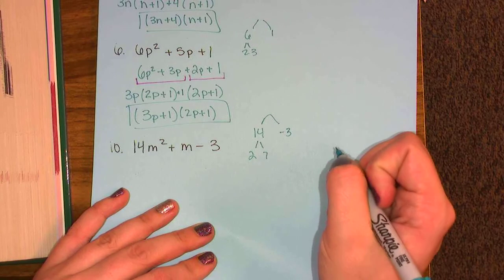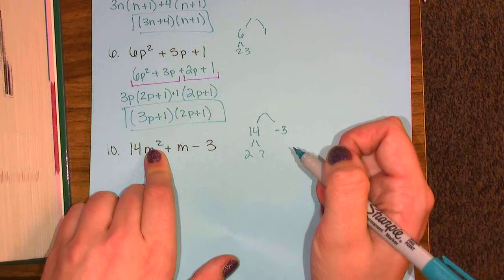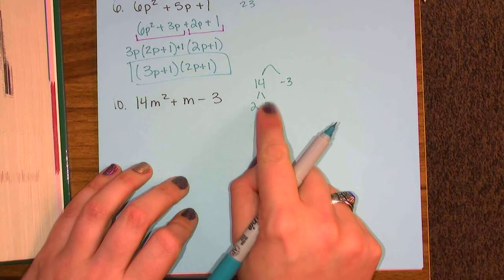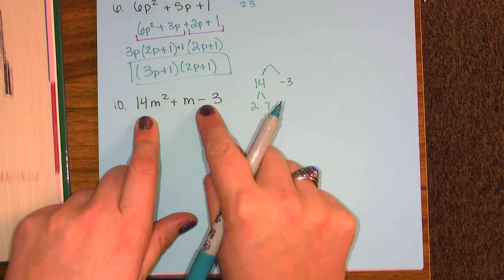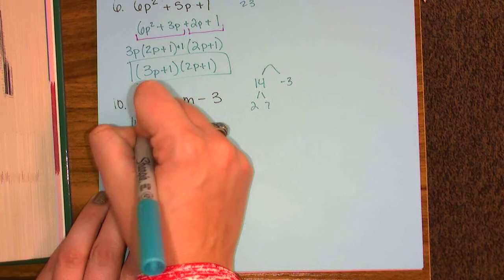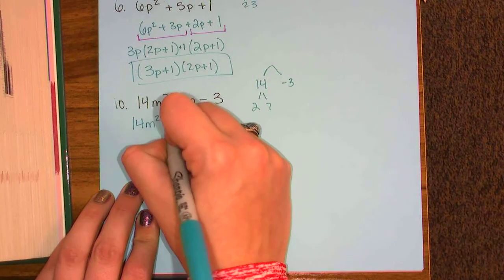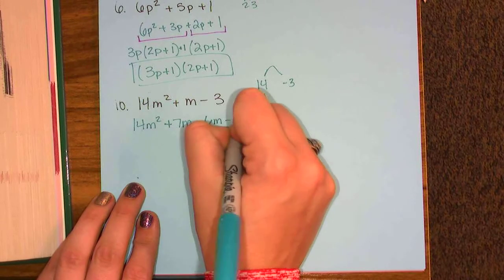Well, 7 minus 6 would give me 1, and these are factors of 3 and 14. So I'm going to use 7 and 6. It makes the most sense to put 7 with 14 and then 6 with 3. So I'm going to do 14m squared plus 7m minus 6m minus 3.